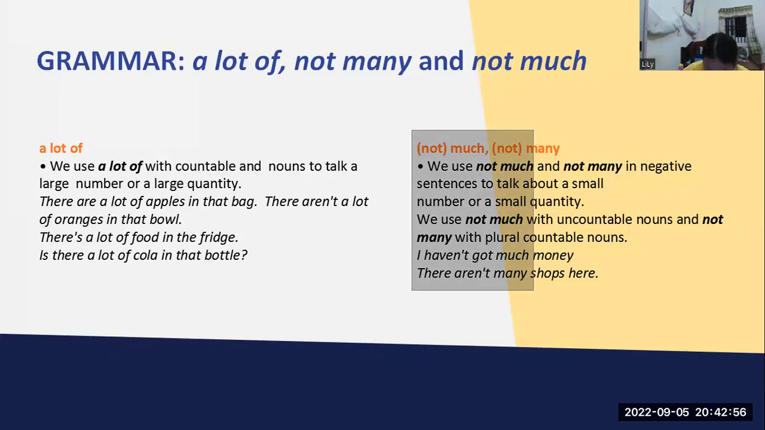Okay. How about not much? Can you please read, wait, I will read it for you. We use not much or not many in negative sentences to talk about a small number or a small quantity. We use not much with uncountable nouns and not many with plural countable nouns. For example, I haven't got much money. There aren't many shops here. So, do you have any question regarding this one?